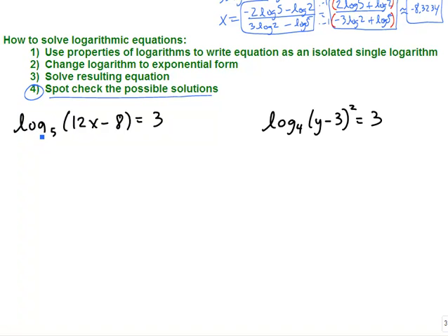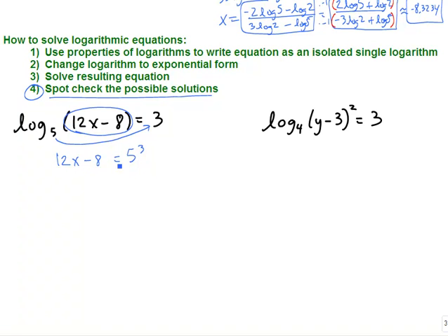So we're going to change this log equation into its equivalent exponential form. And remember, the way you do that is you take the base of your log and you raise it to the exponent that's over here on the right hand side, and that has to equal this argument, this stuff that you were taking the log of. So here's the equation that we get. 12x minus 8 has to equal 5 cubed.